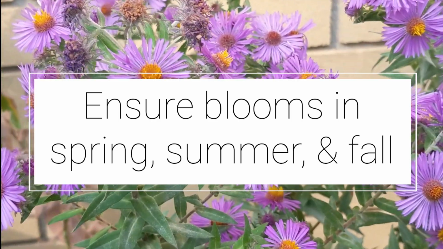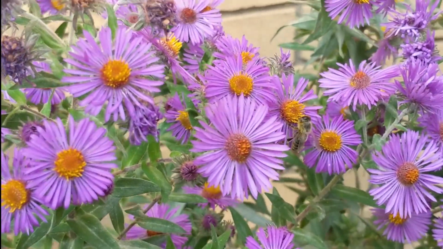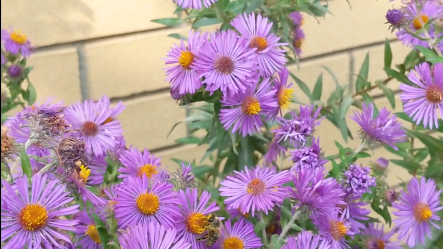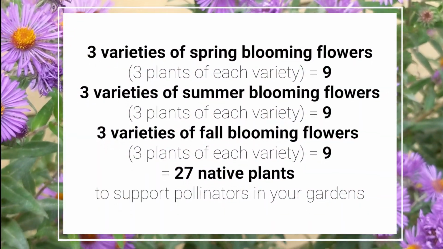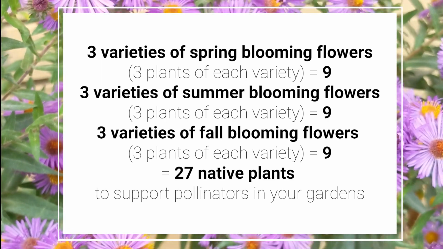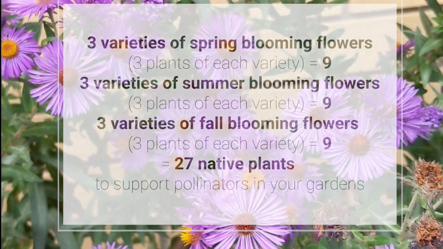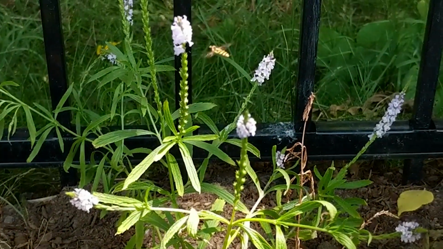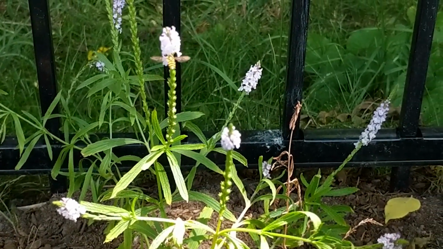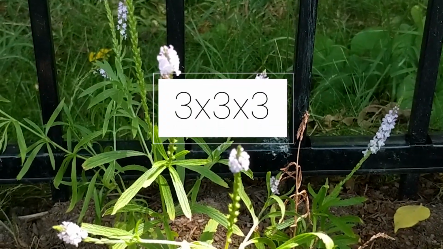And in each of these seasons, you want to have at least 3 different varieties of native flowers in bloom, with at least 3 specific plants of each of those varieties, ideally grouped together so that the pollinators can easily identify this bounty that you're providing for them. So when you're doing your garden planning and your design, think 3 by 3 by 3.